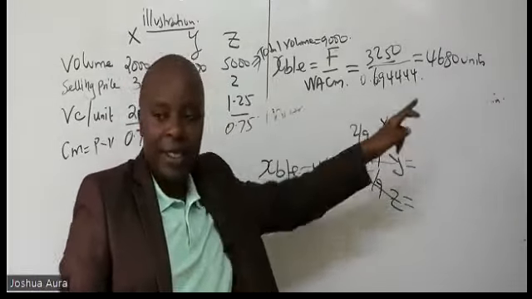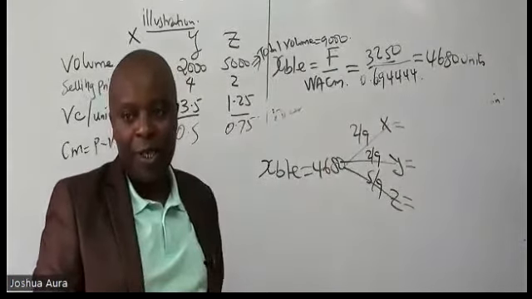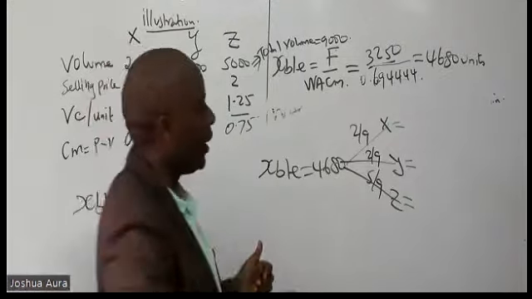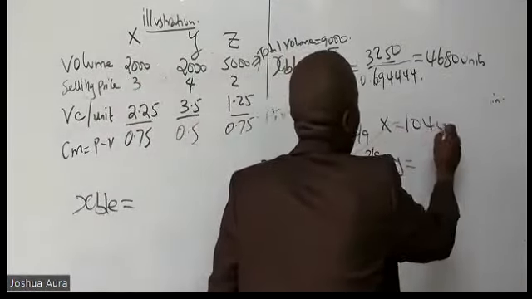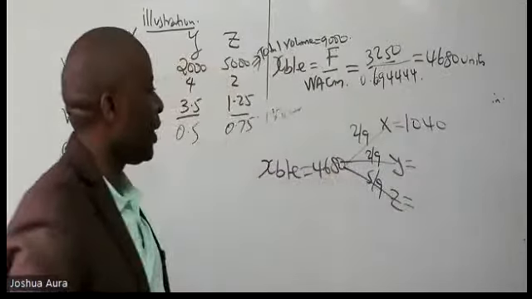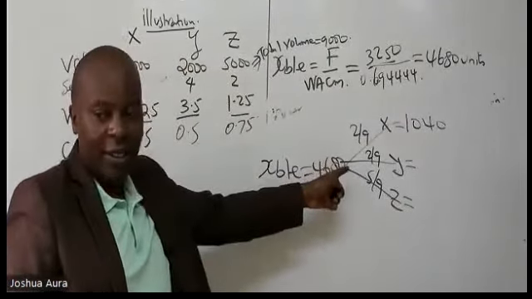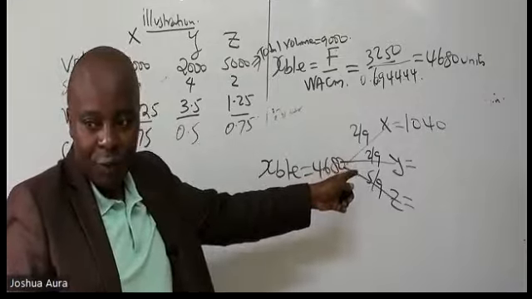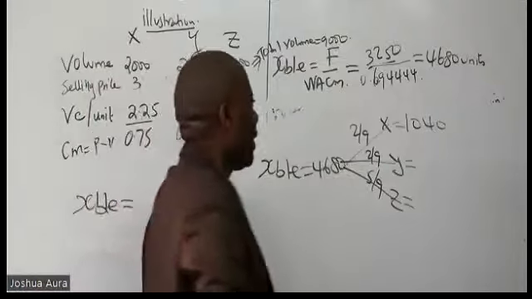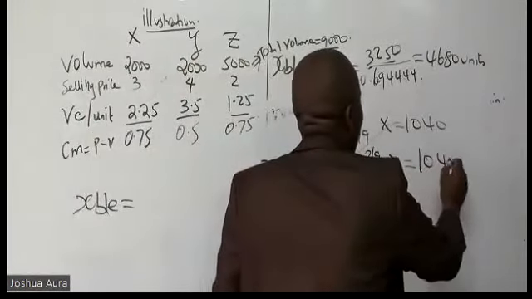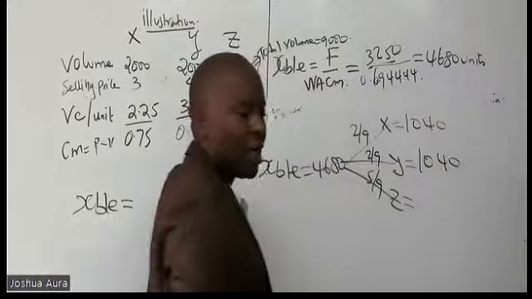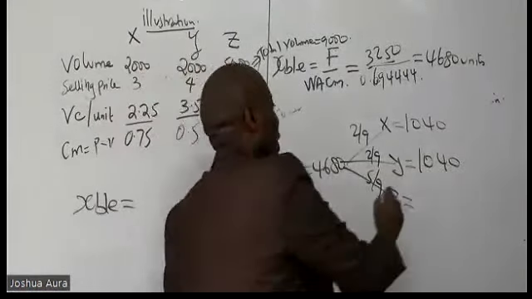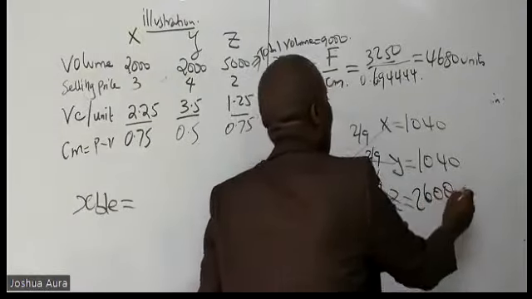What figure are we getting here? 4680 times 2/9. So the first figure is 1040. Go to the second figure, 4680 times 2/9. The second figure, 1040 again, right? Yeah, because the proportions are the same. And then lastly, Z will end up giving me 2600.